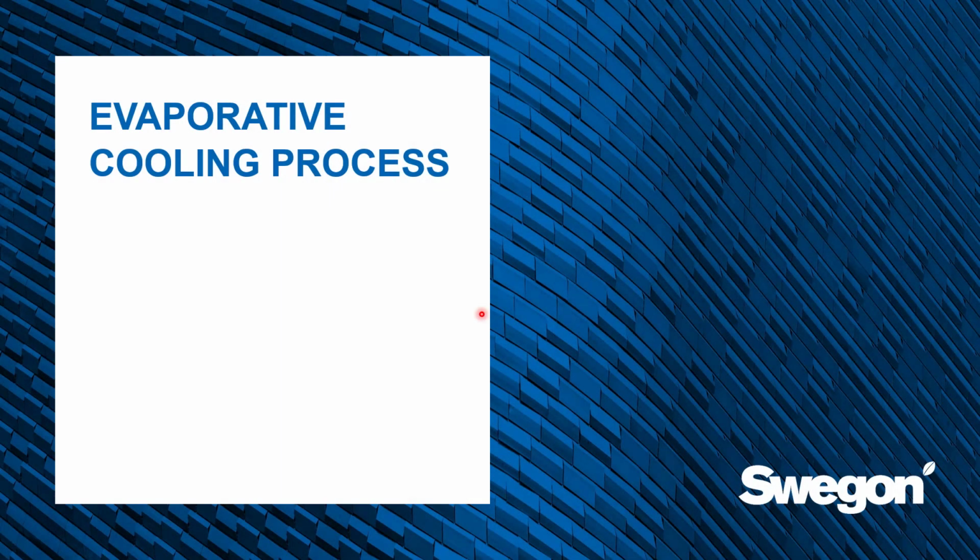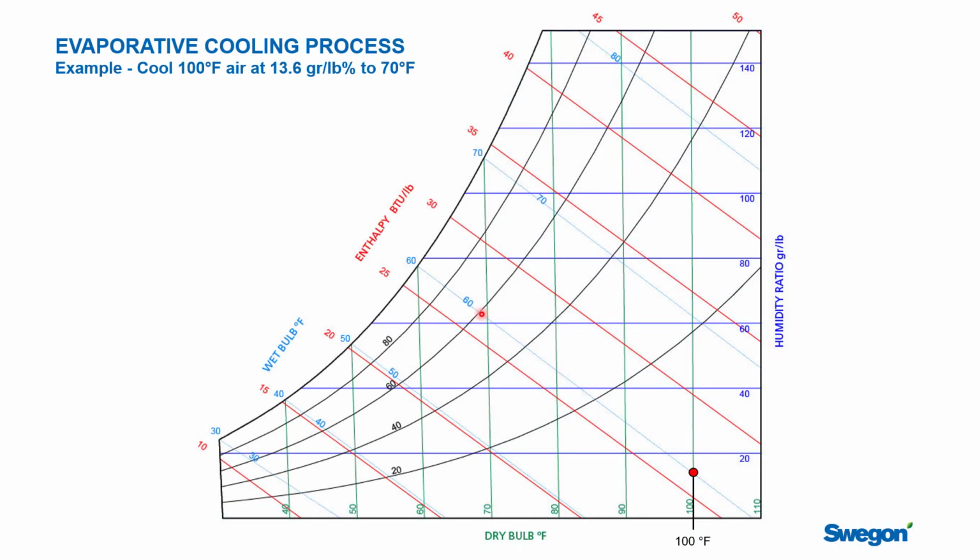In this video, we're going to look at the evaporative cooling process on a psychrometric chart. So here's our chart, and here's our challenge. We are going to cool air that is 100 degrees and only has 13.6 grains per pound to air that is 70 degrees.